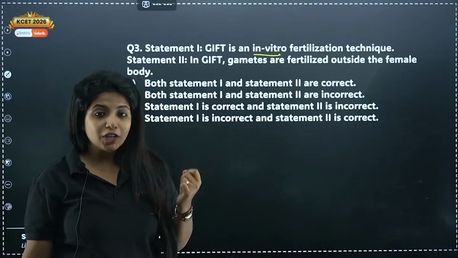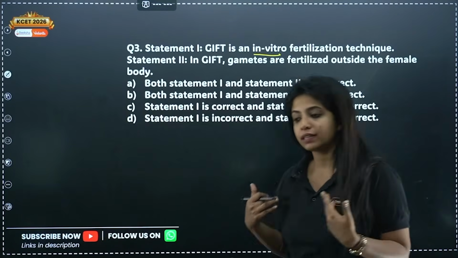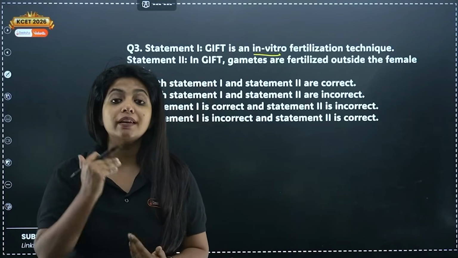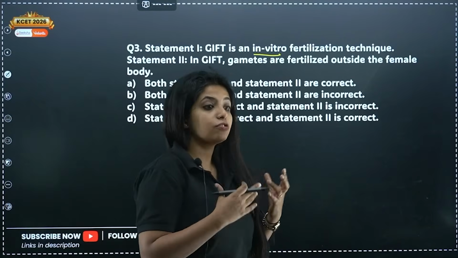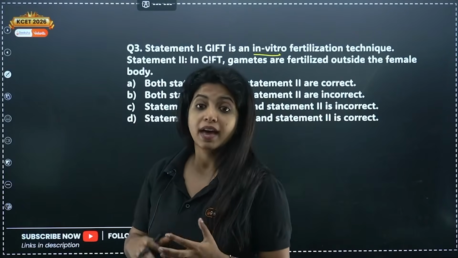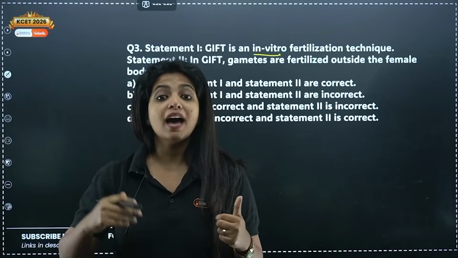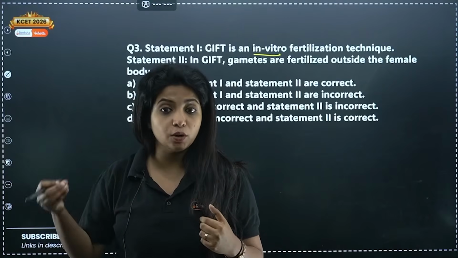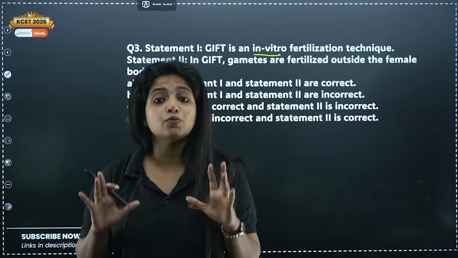What do you think? GIFT is when, for example, I am a female and suppose in my body I have all the atmosphere for a baby to be born, but I am not able to produce enough ovum, or my ovum is not structurally very nice. I might not be able to conceive because my ovum has some problem, either in the production or in the structure. So what do I do? I take ovum from someone else, from a donor. Now the ovum is put inside my fallopian tube and I wait for the fertilization process to happen normally.